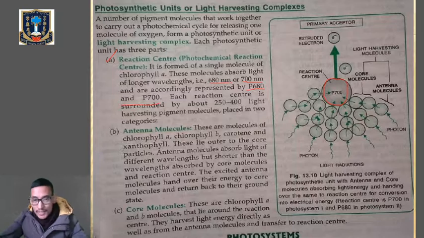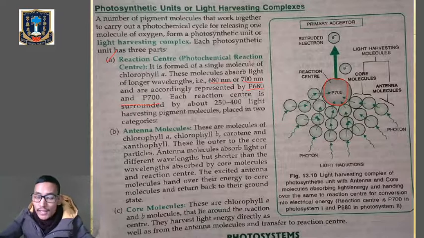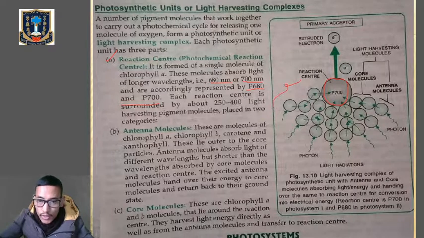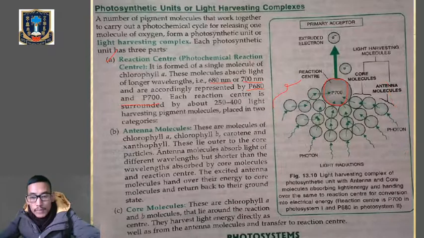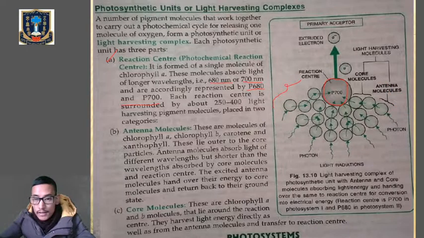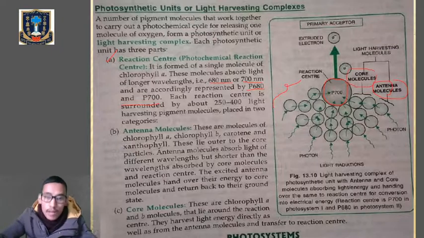Clear? And each reaction center is mainly surrounded by about 250 to 400 light harvesting pigment molecules. Okay, so we have got around 250 to 400 pigment molecules. Okay, and this particular pigment molecule group is divided in two categories: the antenna molecules, you can see over here, and the core molecules. Let us see what antenna molecules means.